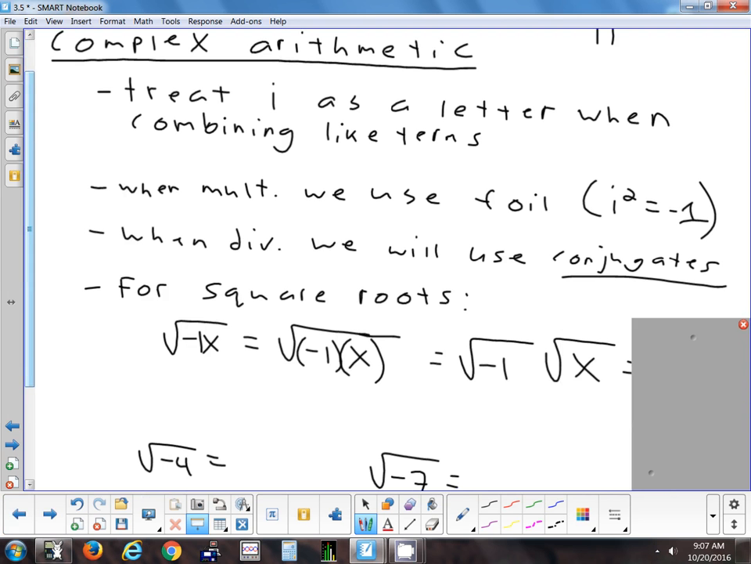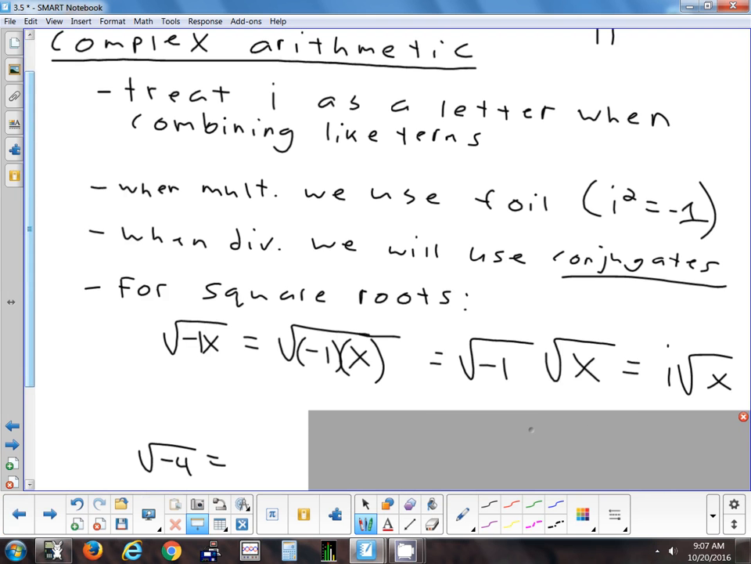Square root of negative 1, square root of x. What did we just say the square root of negative 1 is? i, and you're left with square root x. So basically, every time you take the square root of a negative, all you have to do is take the square root of your number and put an i in the front. So that negative right there basically comes out as an i. All right, so we'll try a couple examples.